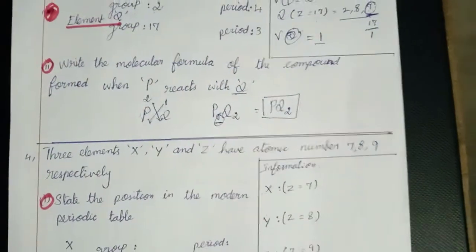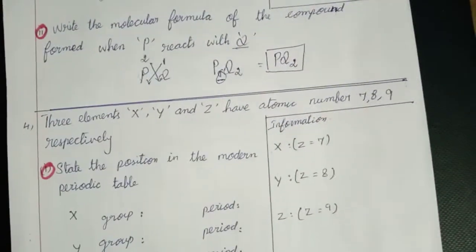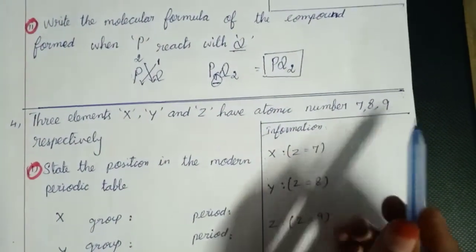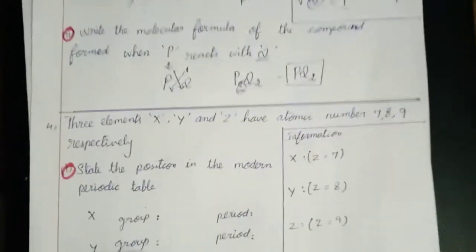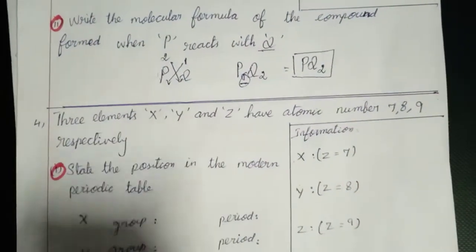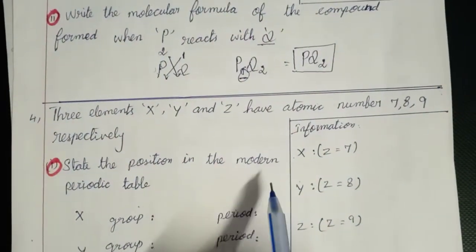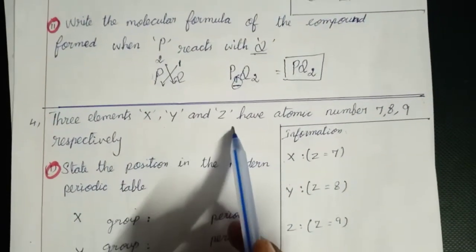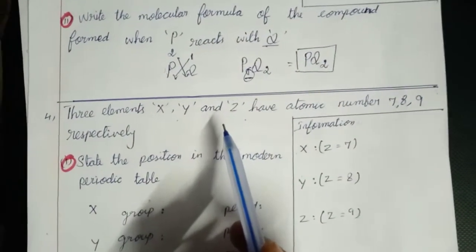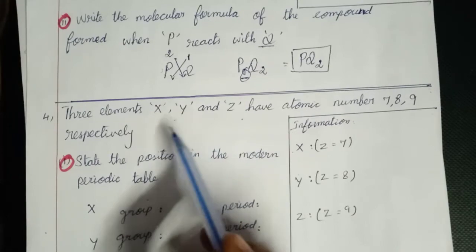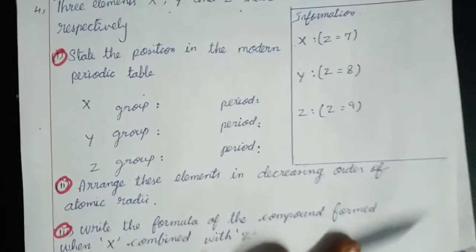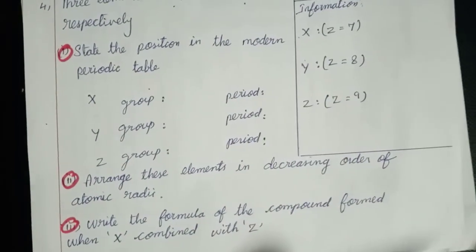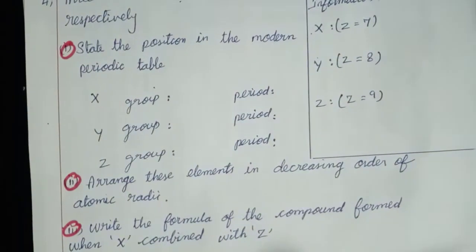Okay. And next question. 3 elements X, Y, Z have atomic numbers 7, 8, 9 respectively. Okay. So this is the statement. From this statement, what are the questions asked? State the position in the modern periodic table. So X, Y, Z, we must write the period and group of X, Y, Z. And next question, arrange these elements in decreasing order of atomic radii. So we arrange these elements in the decreasing order of their size.